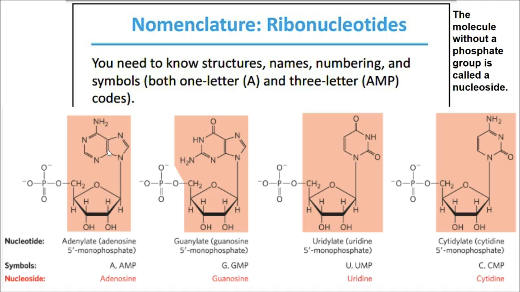And so a nucleoside has a base and the carbohydrate. The only thing it's missing is the phosphate group. So when you have the phosphate group, it's a nucleotide, which is right here. And when the phosphate group is missing, you have a nucleoside. And they have different naming nomenclature as well. You have adenosine, guanosine, uridine, and cytidine.